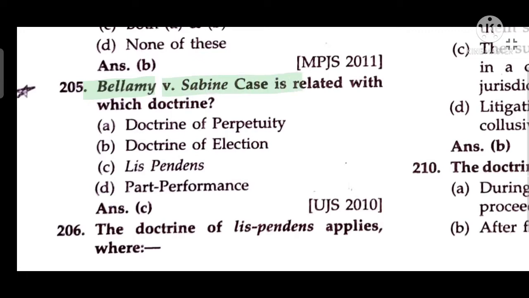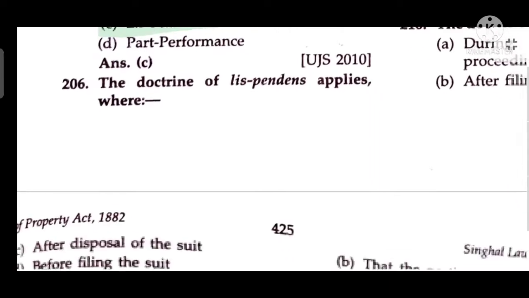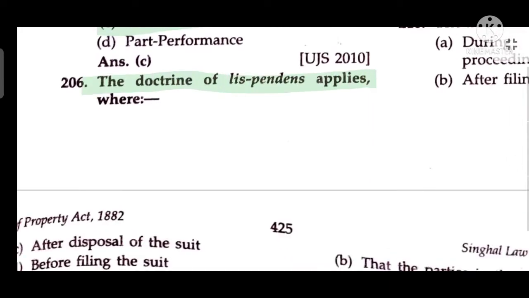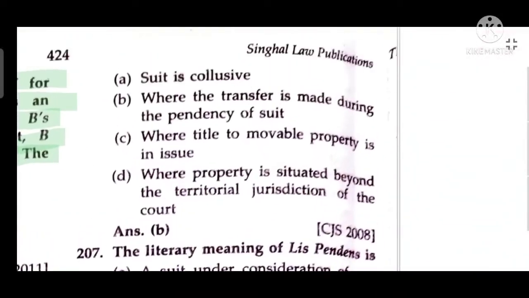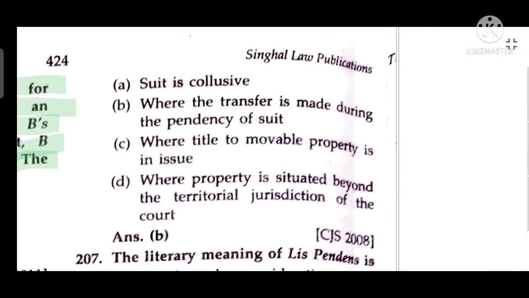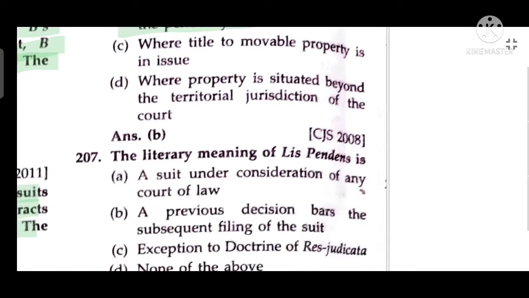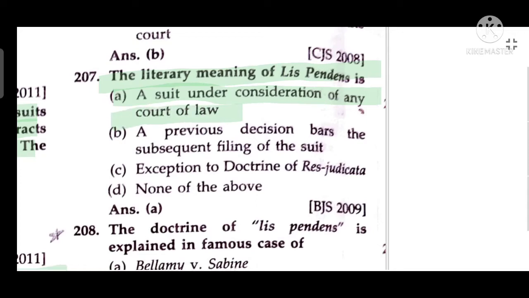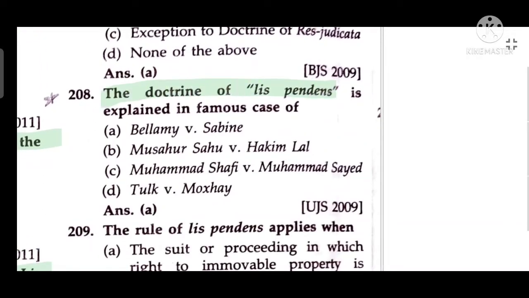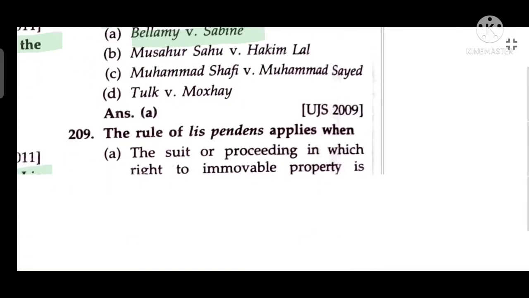Bellamy versus Sabina case is related to which doctrine? Lis pendens. The doctrine of lis pendens applies where the transfer is made during the pendency of a suit. The literal meaning of lis pendens is a suit under consideration of any court of law. The doctrine of lis pendens is explained in the famous case of Bellamy versus Sabina.